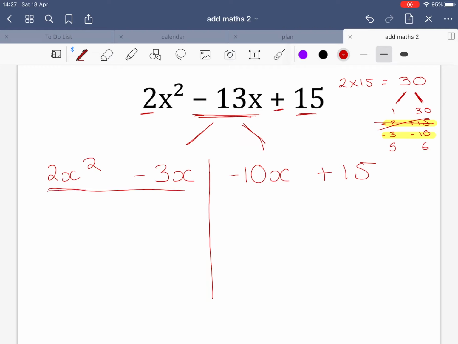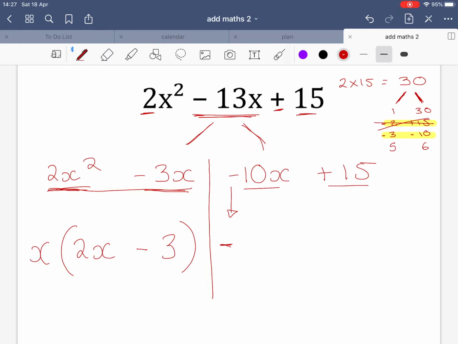So what goes into 2x squared and 3x? There's just an x in them. So next bit would be x times what is 2x squared. I need a 2 and another x. x times what is -3x? I need a -3. So I factorised the first half. Don't forget my little cheat, you can just bring this minus straight down.